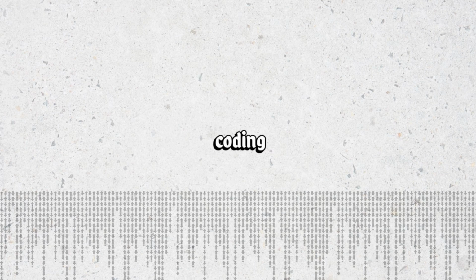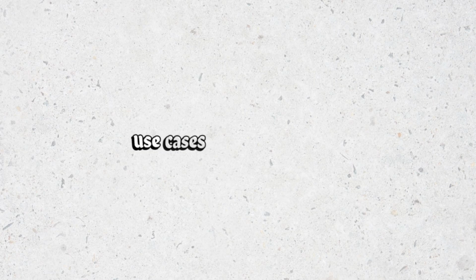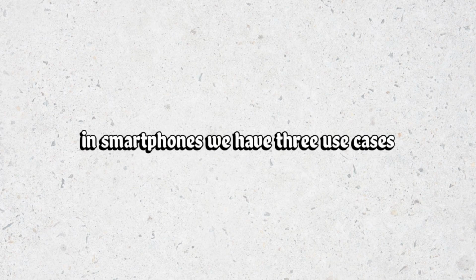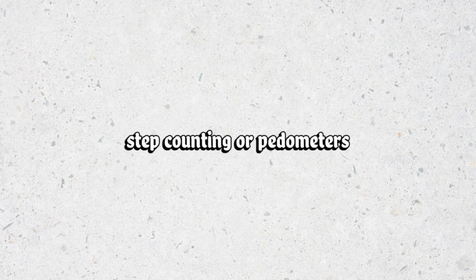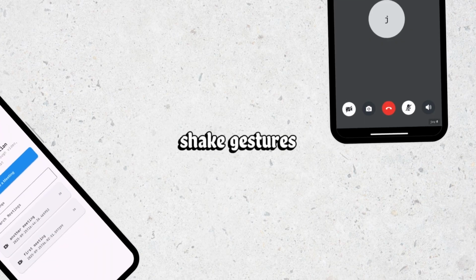Now, before we get into the coding side of things, I just want us to appreciate the use cases of accelerometers, starting with smartphones. In smartphones, we have three use cases. For example, screen rotation, that's because of the accelerometer. Step counting or pedometers, which we're actually going to create, where we track steps. And then we have shake gestures.